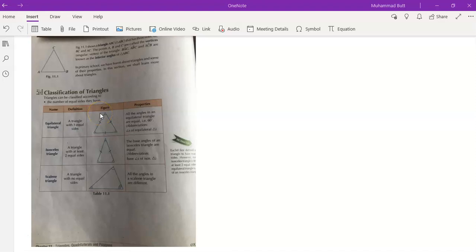Assalamualaikum students, we have done angles in the previous week, the properties of angles. For this week, we'll be revising triangles and quadrilaterals. So your first task is related to the triangles. You have done triangles before.